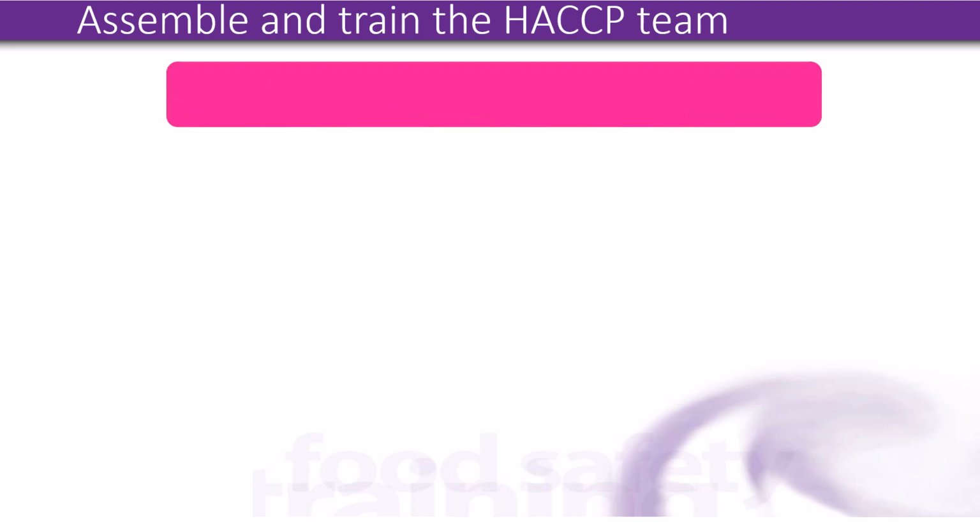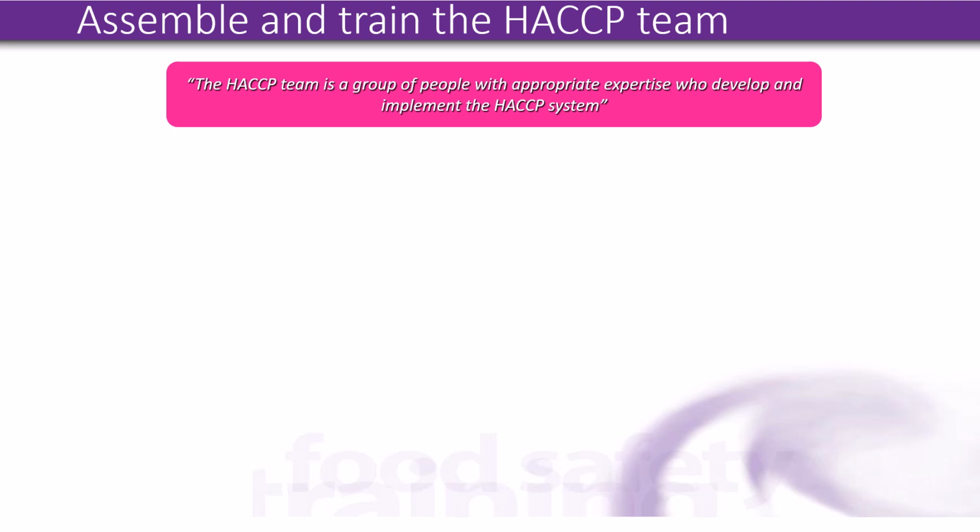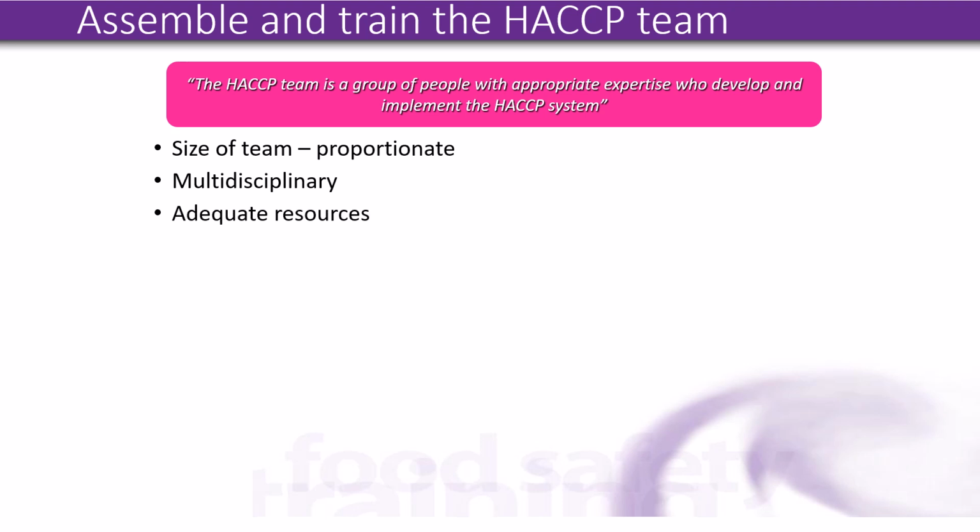Right, we need to assemble and train the HACCP team. Now, the HACCP team is a group of people with appropriate expertise who develop and implement the HACCP system. The size of the team must be proportionate to the size of the business. It must be multidisciplinary, so you need a representative from each department who can bring something different to the HACCP team. There must be adequate resources supplied.